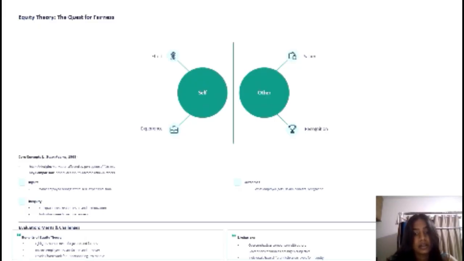And to make this theory work in the real world, we must proactively manage perceptions, ensure equal pay for equal work, maintain transparency in processes like promotions and recognition to build trust, and address perceptions of unfairness quickly to prevent demotivation. And on a personal level, for your own motivation, the best advice is to avoid comparing yourself excessively with others and instead focus on personal growth and fairness in your own efforts and rewards.